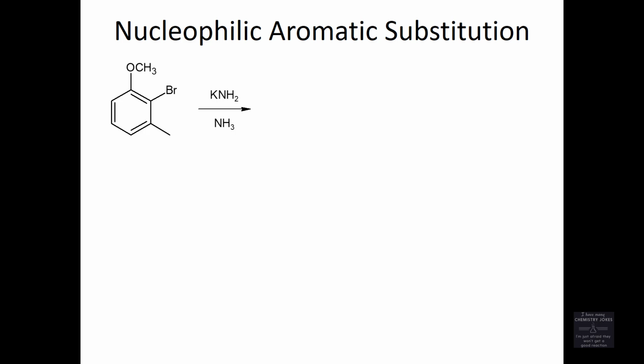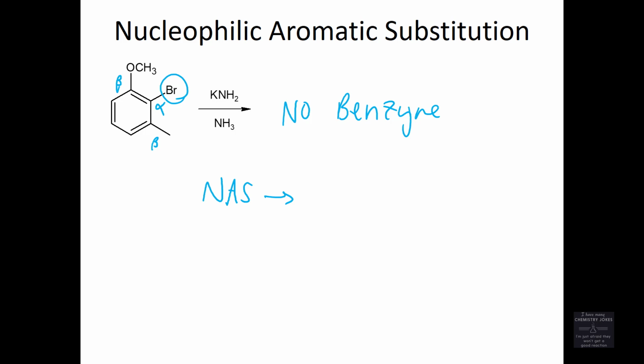In this one, I don't have any beta hydrogens. So this one cannot do a benzyne. But I do see that I have a halogen. So can I do a nucleophilic aromatic substitution addition-elimination mechanism, meaning make a Meisenheimer intermediate?